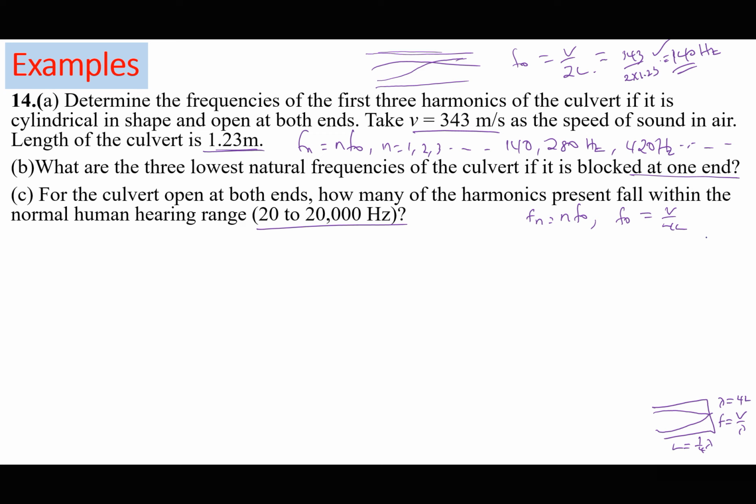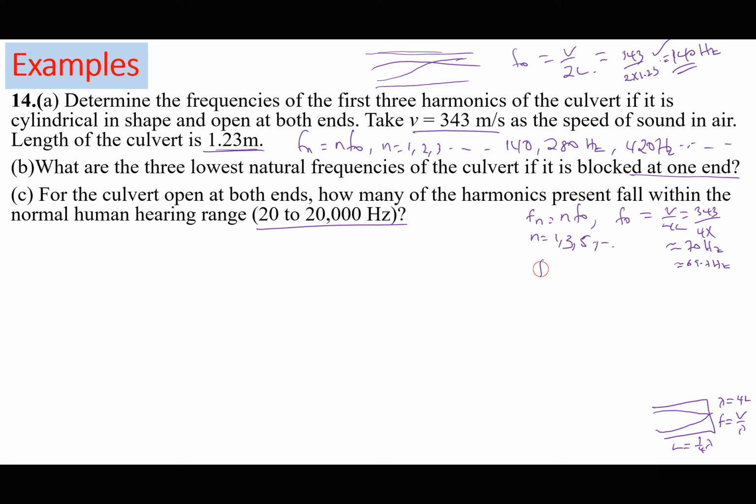So the fundamental is V over 4L, which would be equal to 343 divided by 4 times the length, which is 4 times 1.23, then 343 divided by the answer. So this is approximately 70 hertz. That is to one significant figure, or you can write 69.7. So remember, for this one, n must be 1, 3, 5. For a closed pipe, we only have odd numbers.